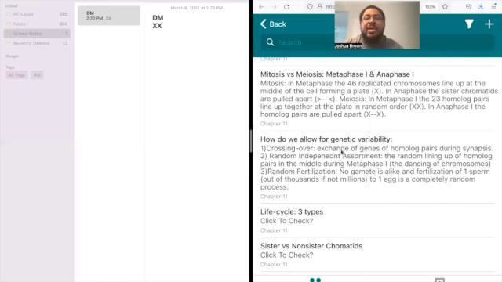So these three make up our genetic variability: crossing over, the random independent assortment, and of course the random fertilization. It's all random. Nobody knows. We can't tell ourselves what to do. As much as we might say, hey, I want my child to have blue eyes, there's hoping, but no, it's all random.